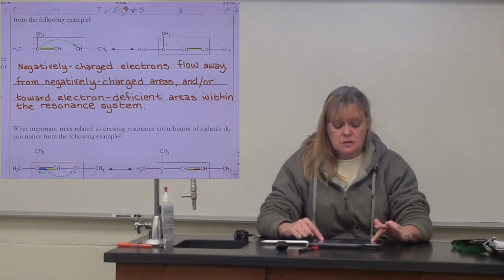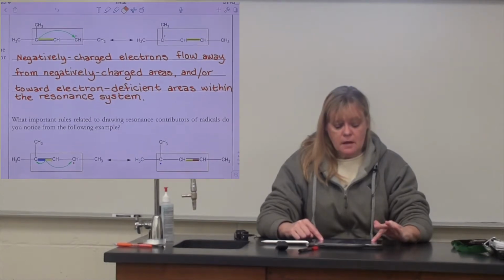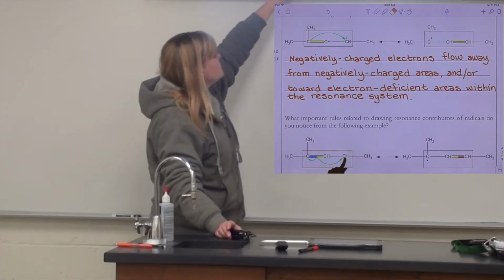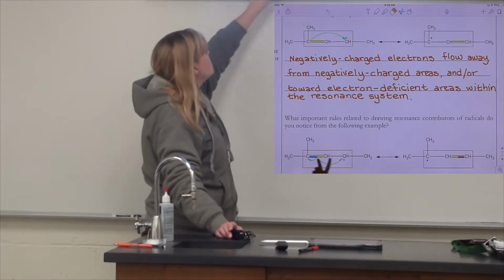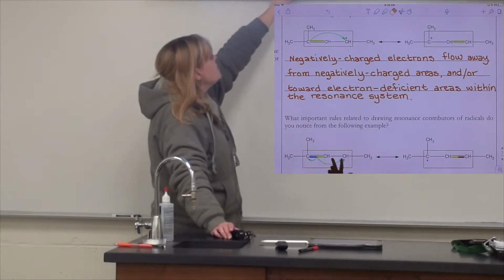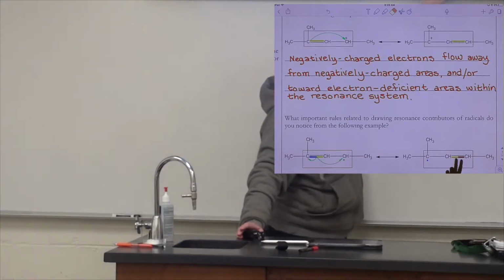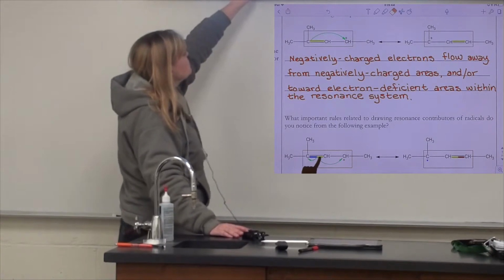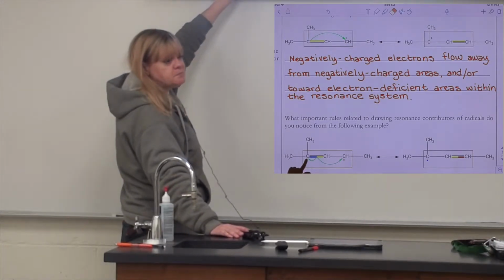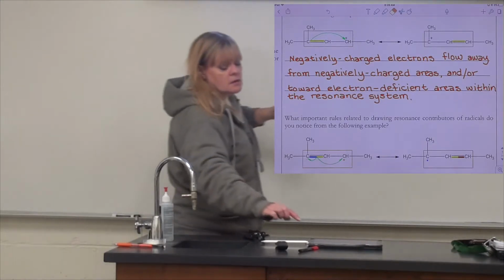Okay, with radicals, you have the same thing. It's just that electrons are flowing towards the electron deficient radical, but you only need one of the two electrons from the pi bond. So when this matches up, you've got your new pi bond over here. And since you only use one of the two electrons, the other one stays behind on this carbon. Okay?